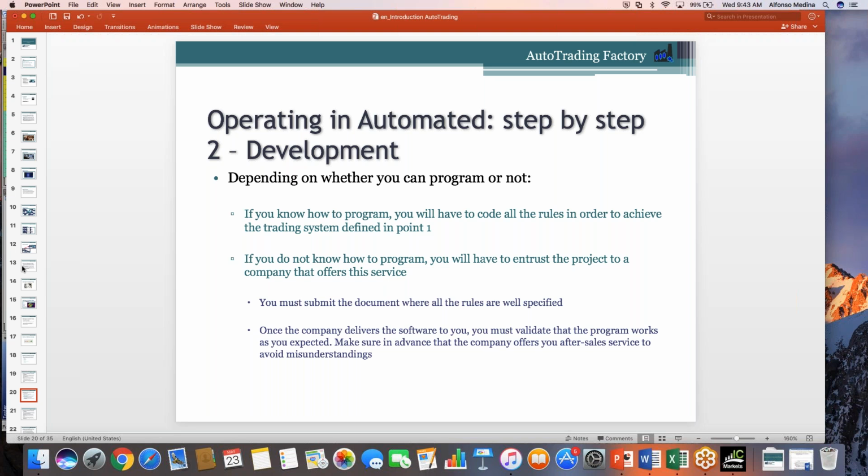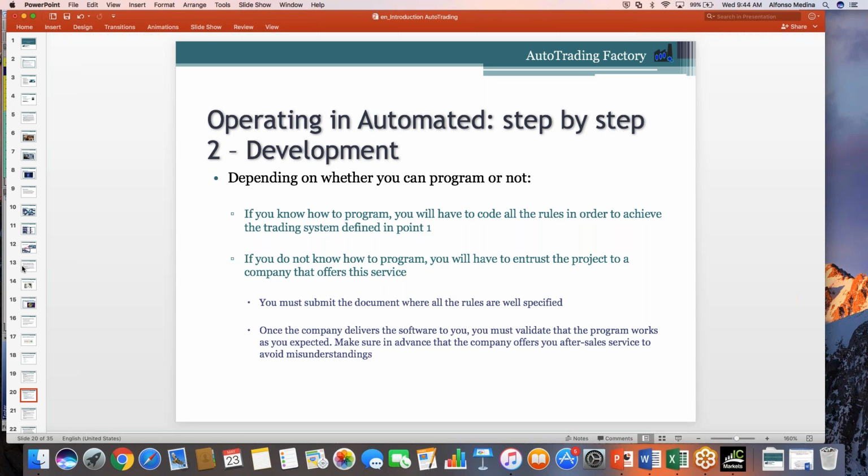So if you know how to code, then just go ahead and put the rules in order to achieve the trading system that you want. And if you do not know how to code, then you would have to entrust this to a third party. An example of a third party can be companies like us that get the strategy that you want to implement from the basic idea and then deliver you a software where you can see and where you can validate the strategy that you want.